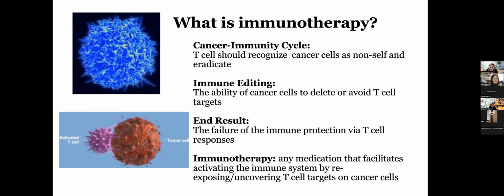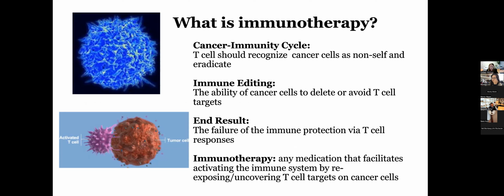So really, what is immunotherapy? And we talked a little bit about this, but the cancer immunity cycle, I think, is fascinating, where the T cell is supposed to recognize cancer cells as non-self, and then it destroys them. But what cancer cells have done is they start to immune edit. So they have ways to avoid detection by our innate T cells. And so as a result, then the cancer proliferates and patients have cancer.